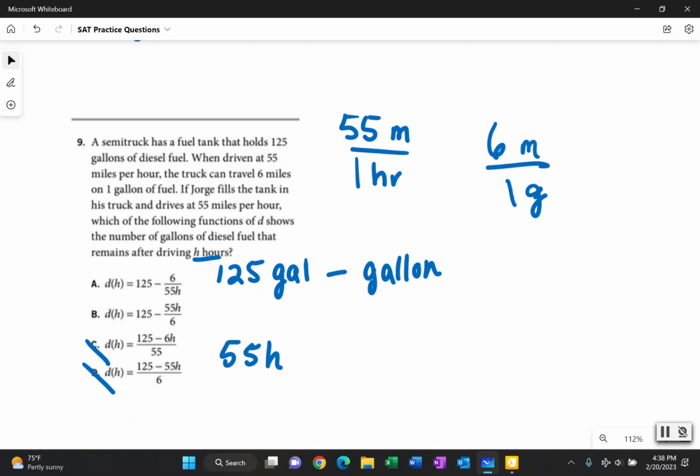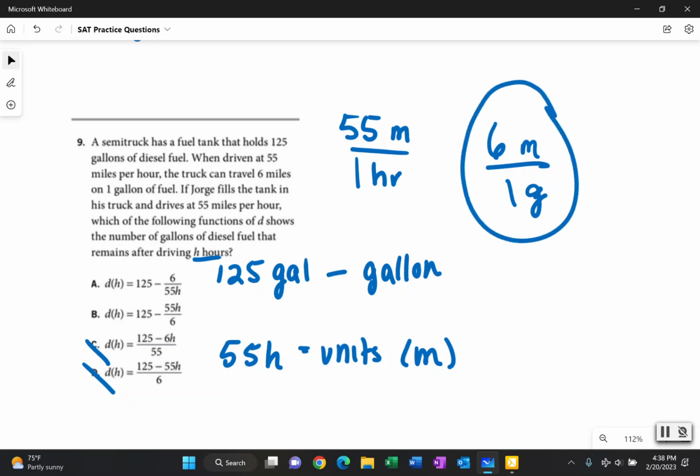The only problem is that 55 times H leaves us with units of miles, and now I need gallons. So how do I relate miles to gallons? Well, I'm going to get 6 miles per 1 gallon when I go at that rate. So in this case, we're actually going to divide by 6, right? If I go a given number of miles, I want to divide by 6, and that would cancel out our miles units, and it would give us gallons on top.